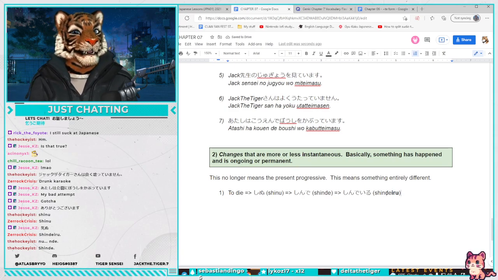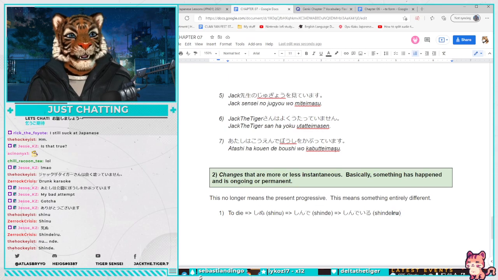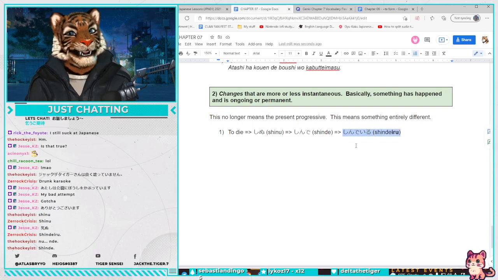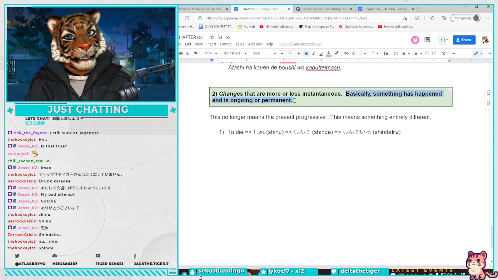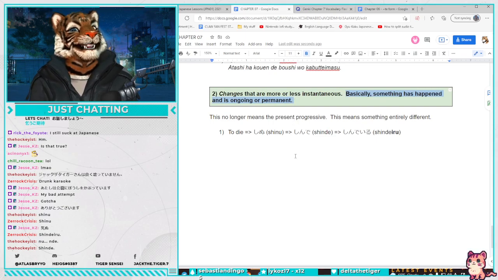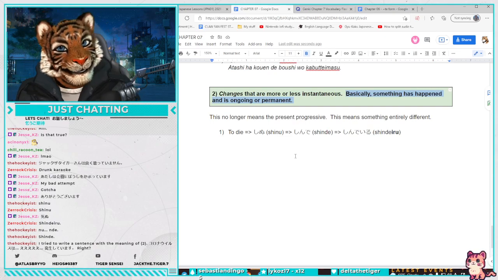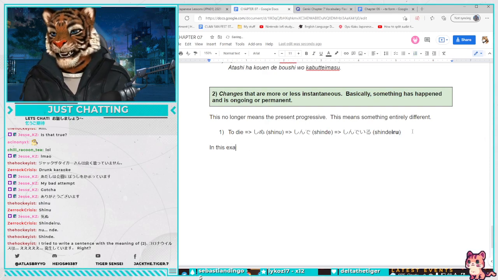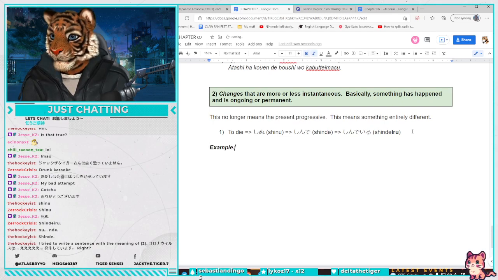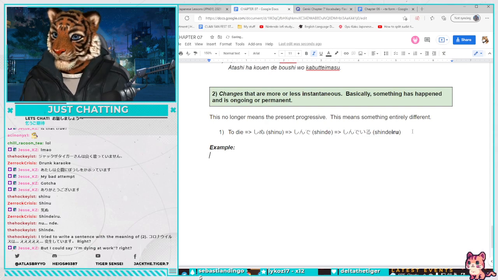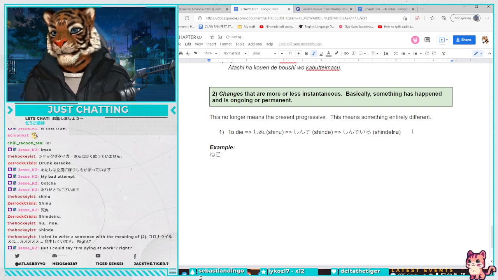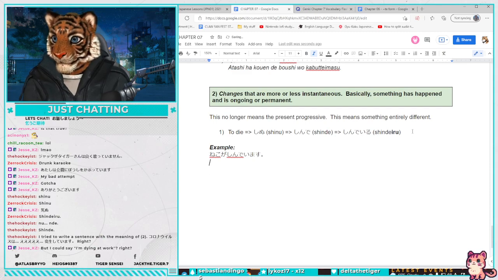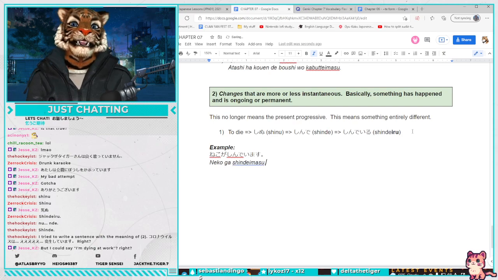Shindeiru. Now, when we use it in this case, it doesn't mean someone is dying. That would be present progressive. If we use teiru with shindeiru, it basically means something has happened, it's ongoing, it's permanent. When we say neko ga shindeiru, we mean they're dead. It just literally means something is dead. So in this example, let me write the example. Neko ga shindeiru, or shindemasu. I could say wa, but I'm putting emphasis.